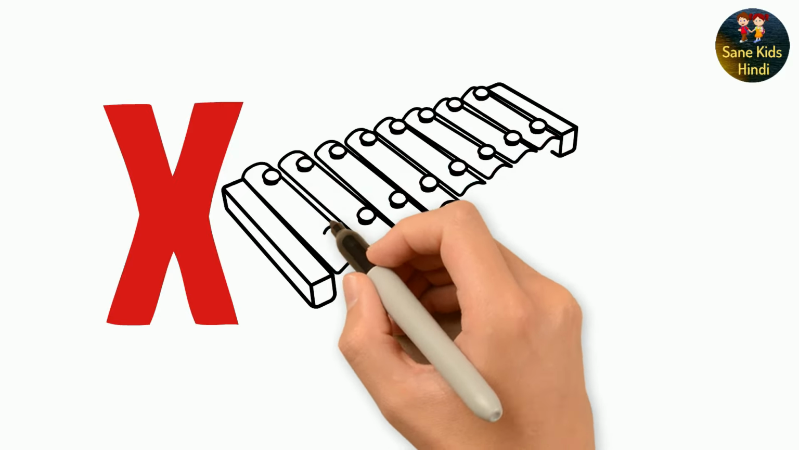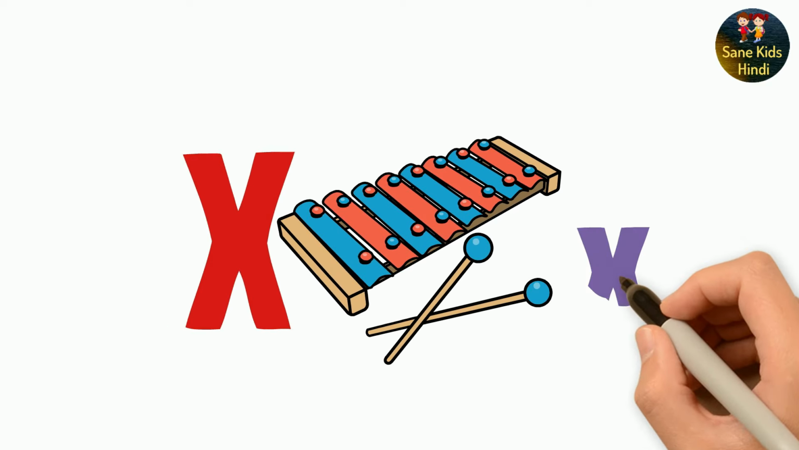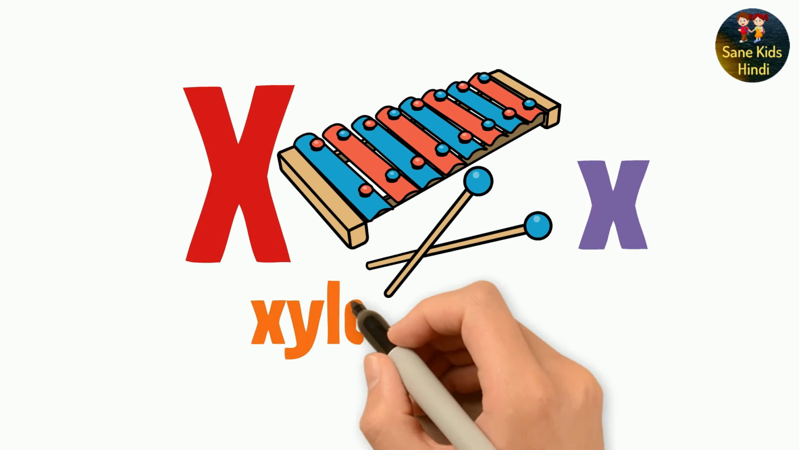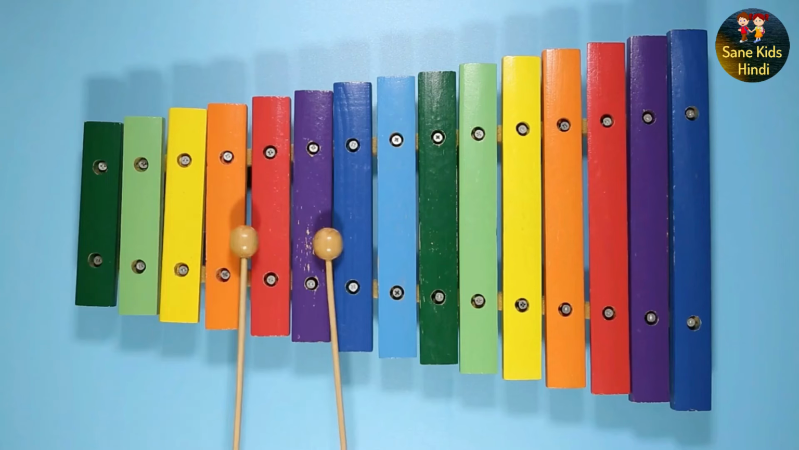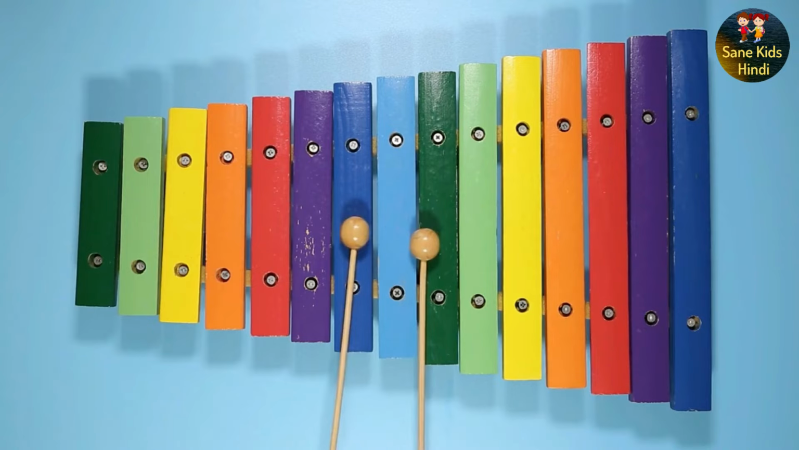X for xylophone. Now I know my ABCs. Next time won't you sing with me? X for xylophone. Say with me, xylophone. A, B, C, D, E, F, G.